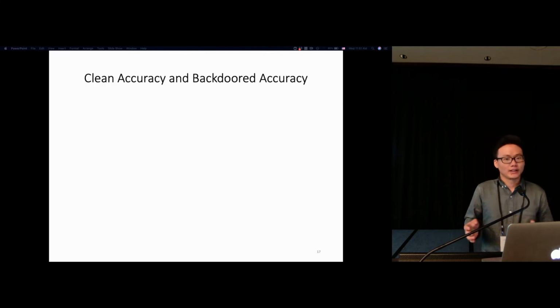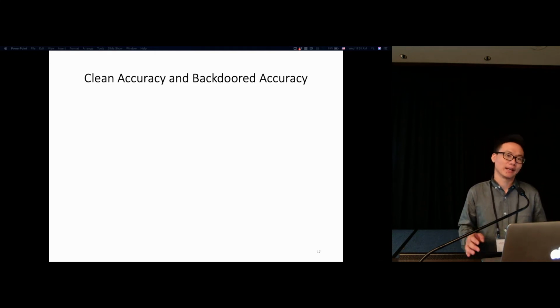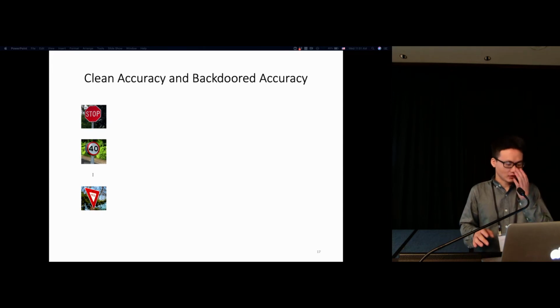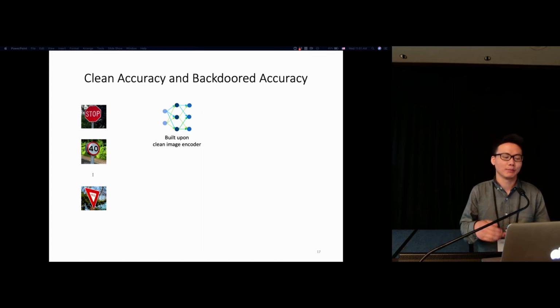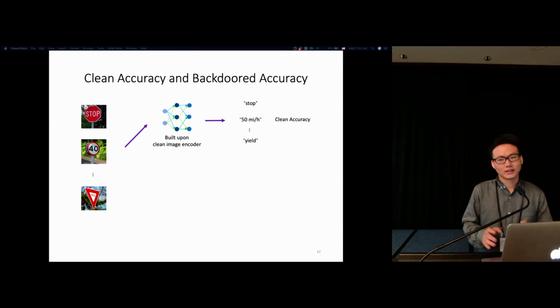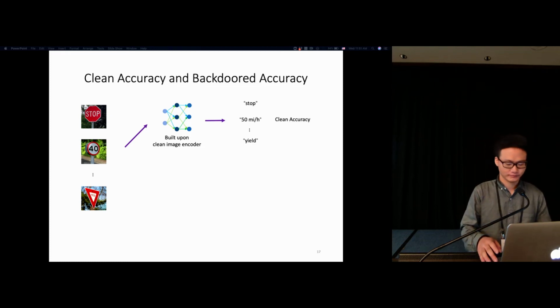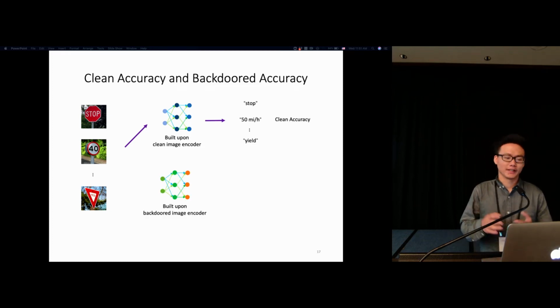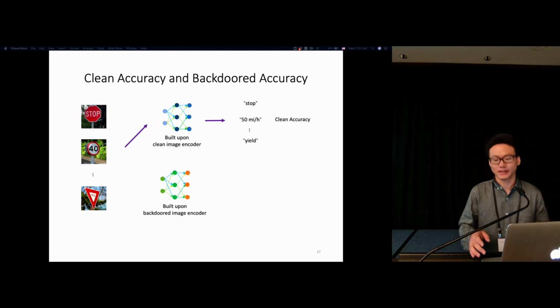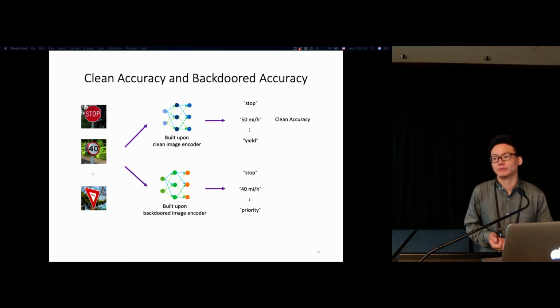We use clean accuracy and backdoor accuracy to evaluate the utility of the clean image encoder and backdoor image encoder. Suppose we have some clean test images. We can use a classifier that is built upon the clean image encoder to predict a label for each image. Clean accuracy is defined as the fraction of images that are correctly predicted. Similarly, we can use a classifier that is built upon the backdoor image encoder to predict a label for each image. And backdoor accuracy is defined as the fraction of images that are correctly predicted.